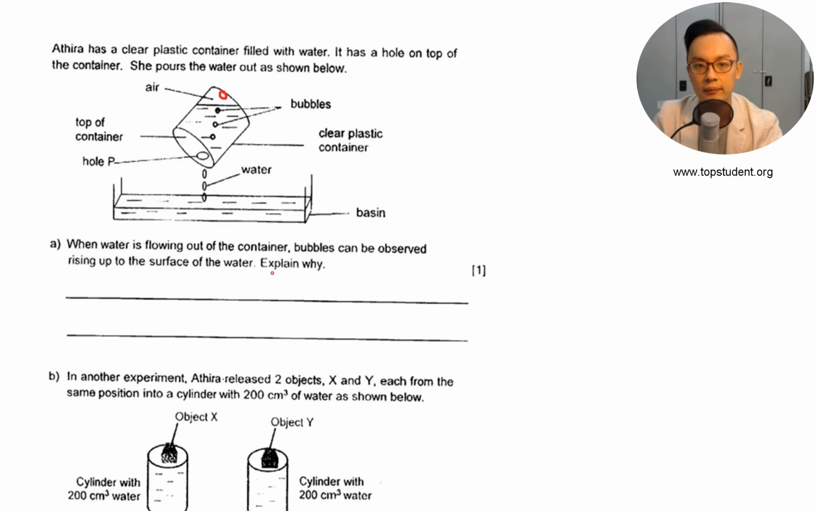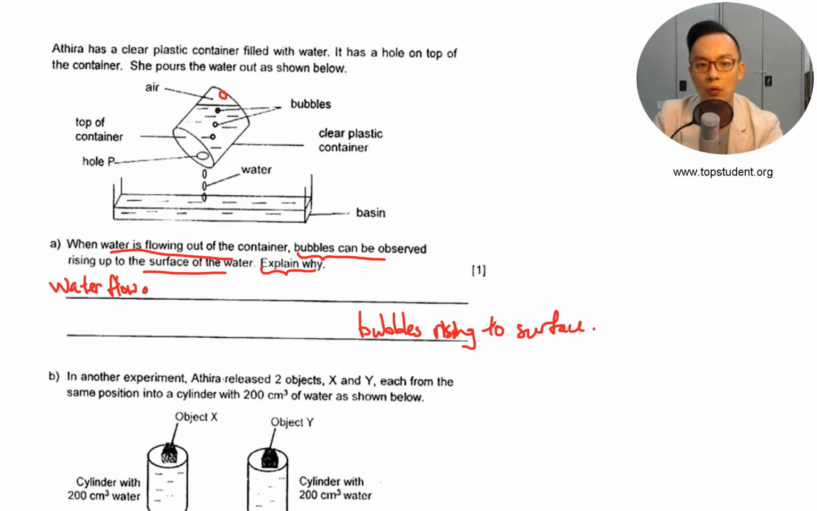Explain why. So whenever you see this phrase explain why, you always need to put the thing that you need to explain, so bubbles can be observed rising up to the surface of the water, at the end. So bubbles rising to surface. This is the thing you need to explain. And then in the middle, the beginning is water flowing out of the container. So water flows out of container.